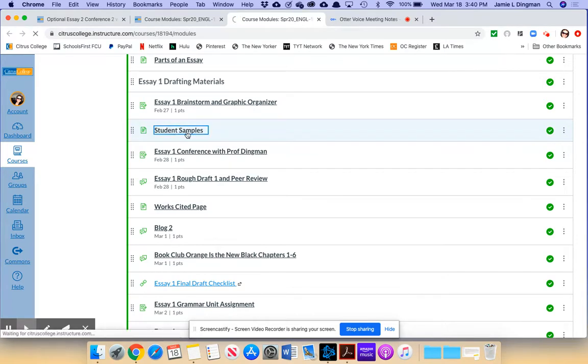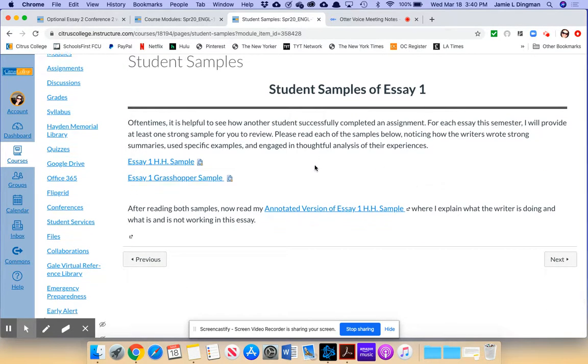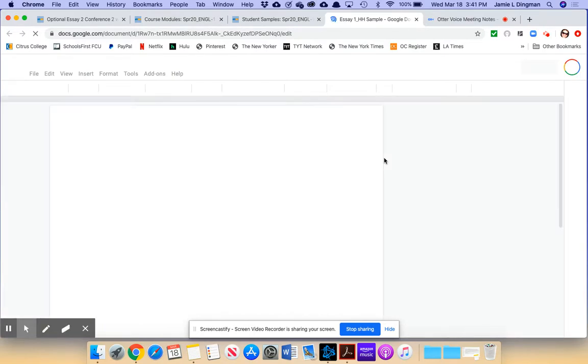When you click on that, you'll see that I've provided you with two samples, and then down here I have a link to that first sample, but it's an annotated version. Now, I asked you guys to read through the annotated version so that you can see what I thought was working well and what the student needed to improve upon for this essay. But I also wanted to do this here on a video for you guys. So let's open this up and I'll go through this essay with you.